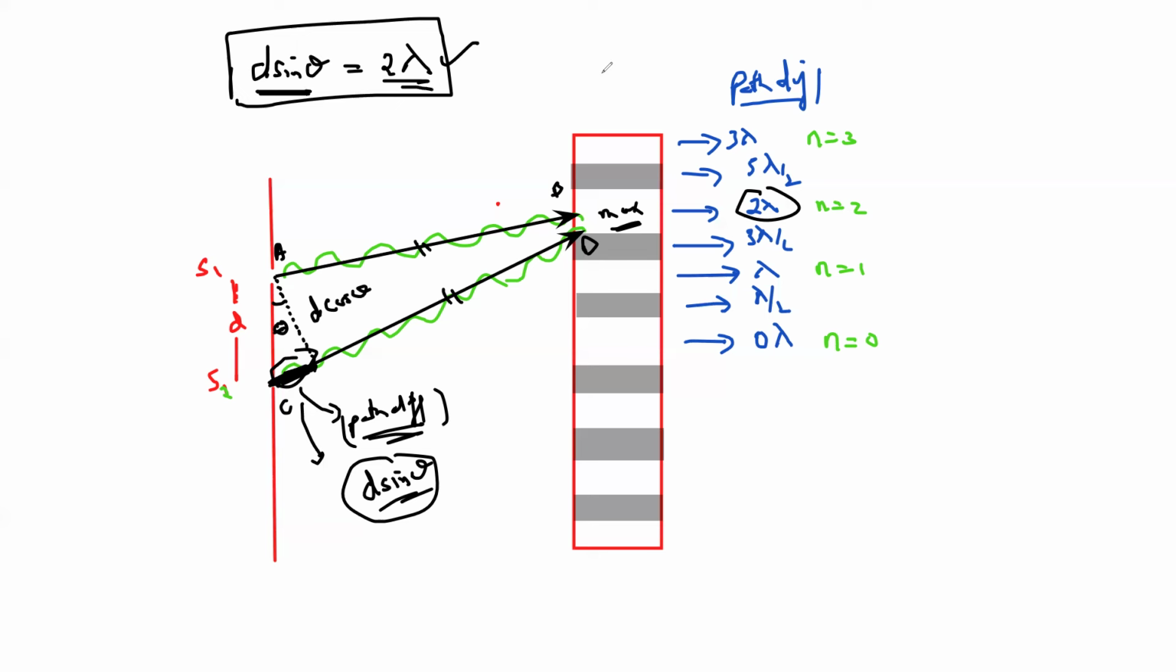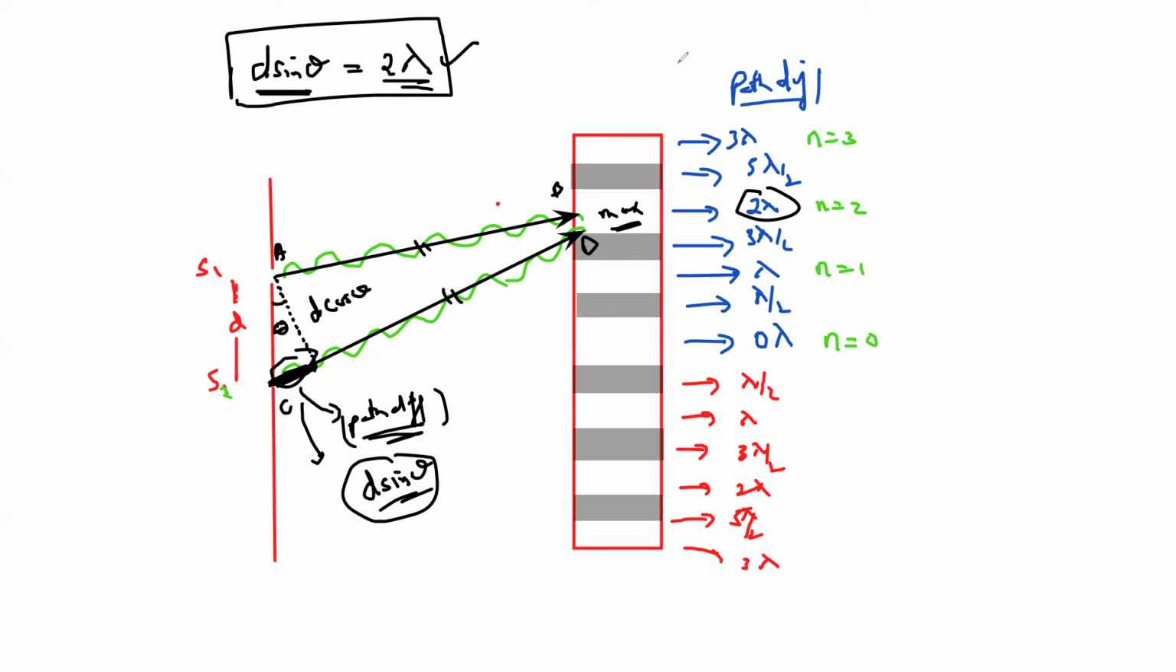What if we focus on another position? For example, say this is lambda by 2. This will be lambda. This will be 3 by 2 lambda. This will be 2 lambda. This will be 5 by 2 lambda. And this is 3 lambda.